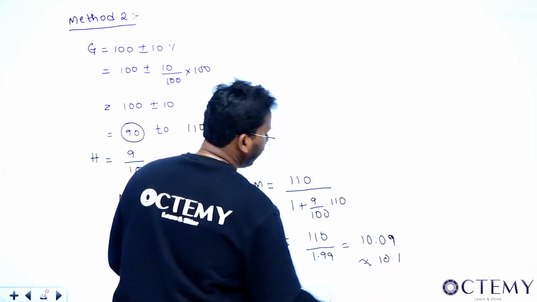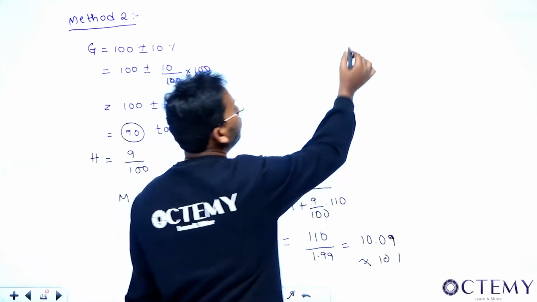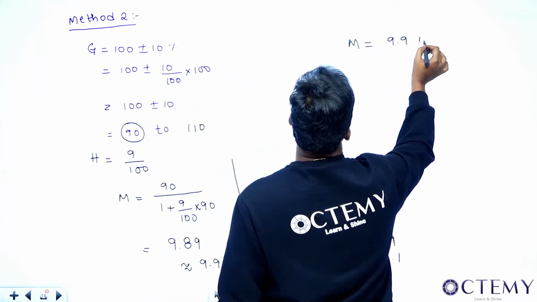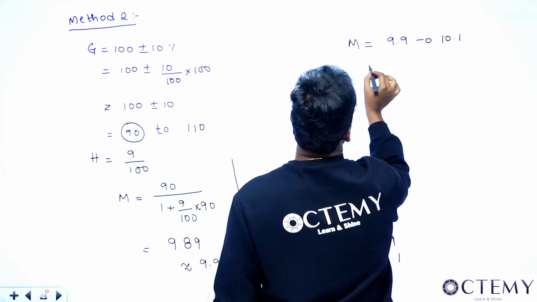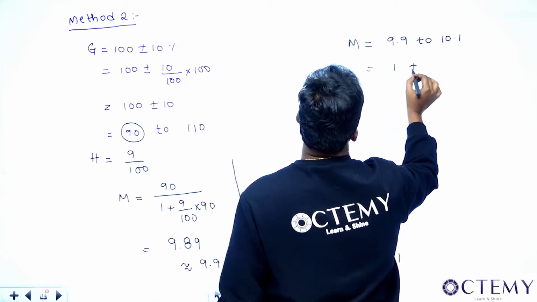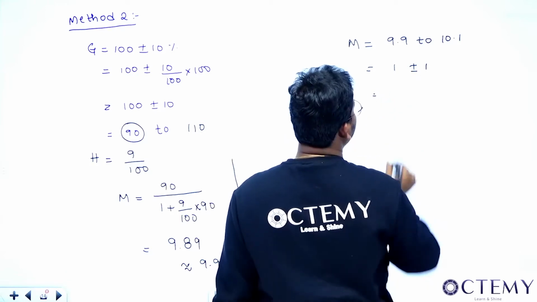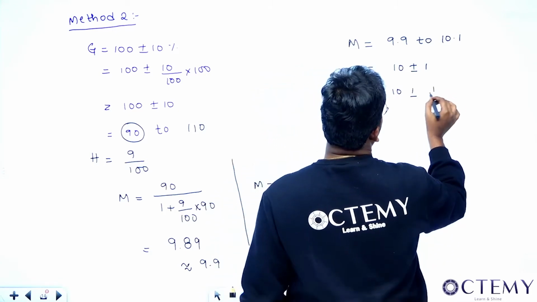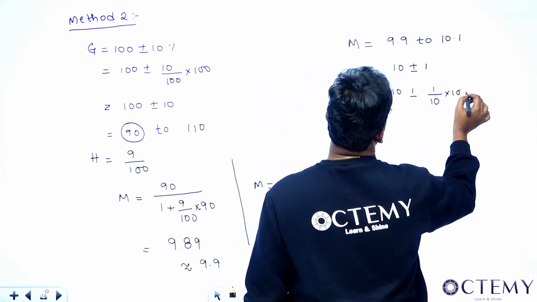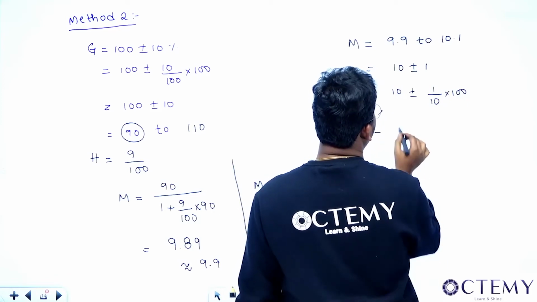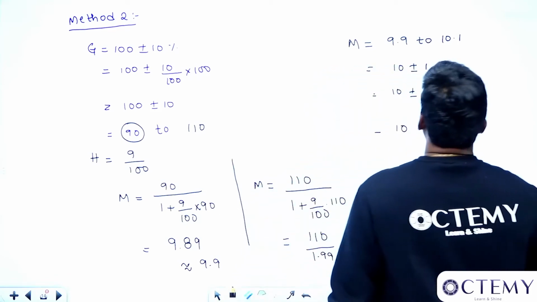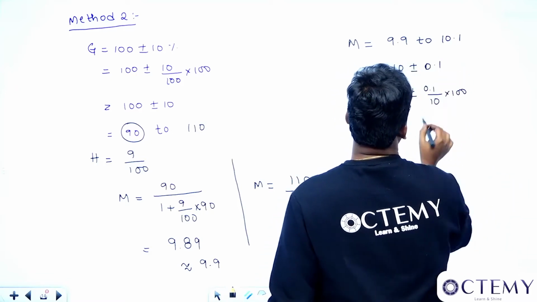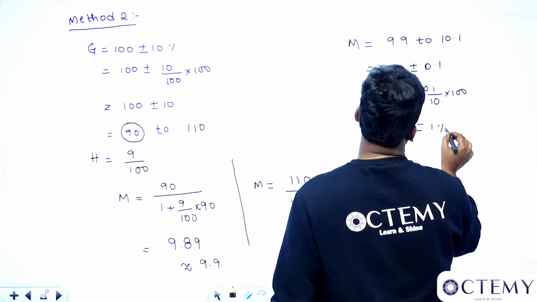10.1, right? So if you write like this, what is your overall M changing from, sir? Your M is in the range of 9.9 to 10.1. So can I write it as 10 plus or minus 1? Yes sir. So 10 plus or minus 1 is how much percent of 10, sir? 1 by 10 into 100, isn't it? So this should be equal to 0.1, sir, isn't it? So this would be plus or minus 1%, right?